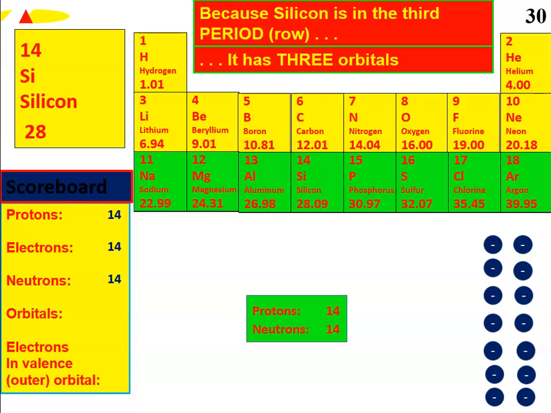Again, orbitals are energy levels. They're different levels that the electrons are allowed to fly in. You can think of them like train tracks. A train can't run in between the train tracks. It has to run on one set of tracks or on another set of tracks. So that's what's going on with the electrons here.